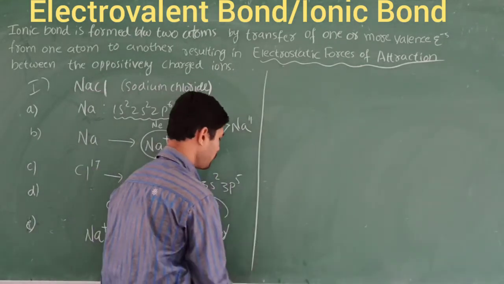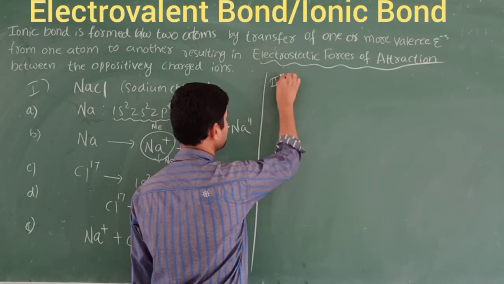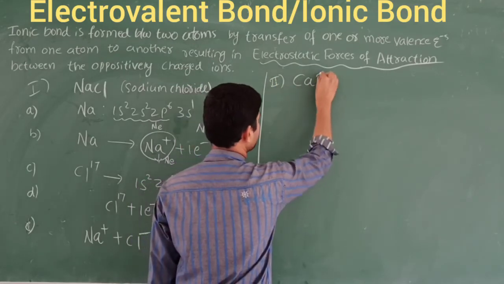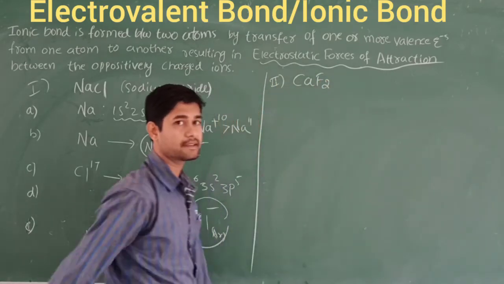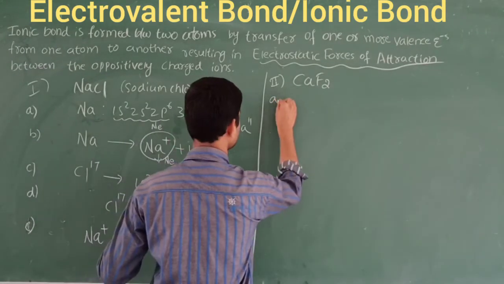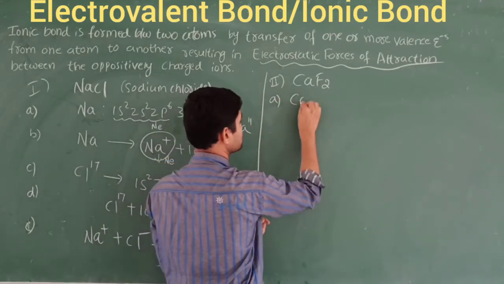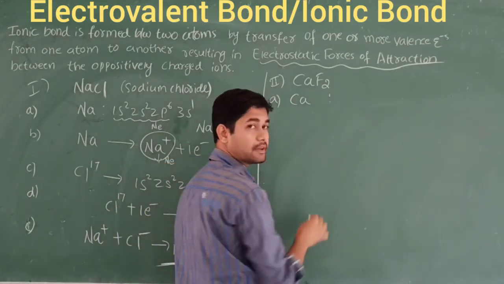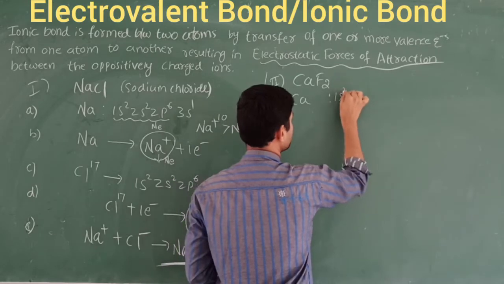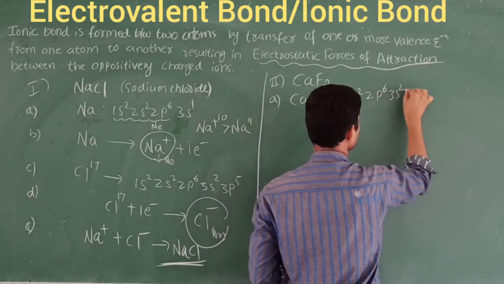Let's take one more example. The second example is the formation of calcium fluoride, CaF2. Similarly, we are going to follow the same steps. First, we write the electron configuration of calcium. What is it? The atomic number is 20, so 1s2, 2s2, 2p6, 3s2, 3p6, 4s2.